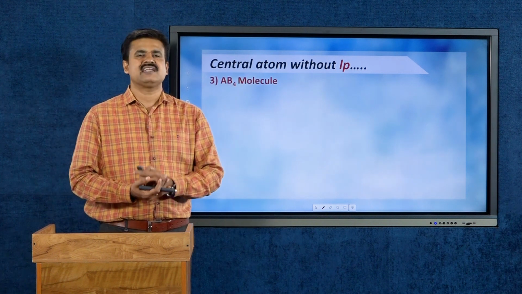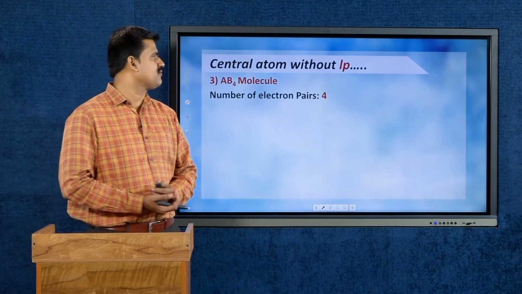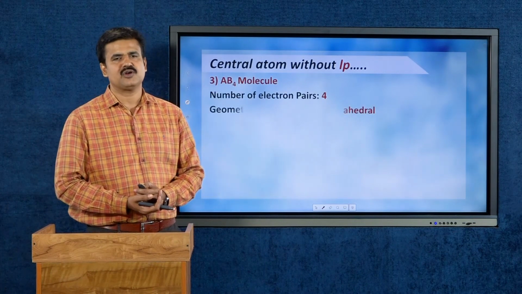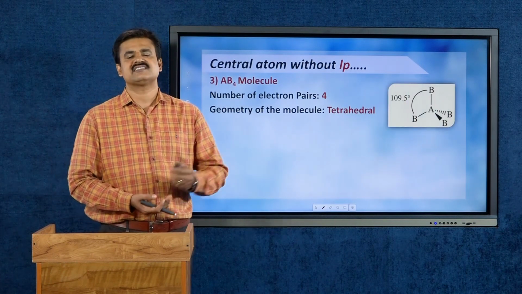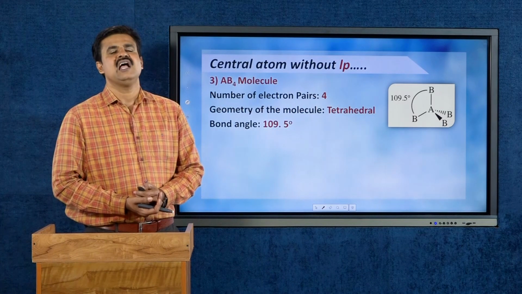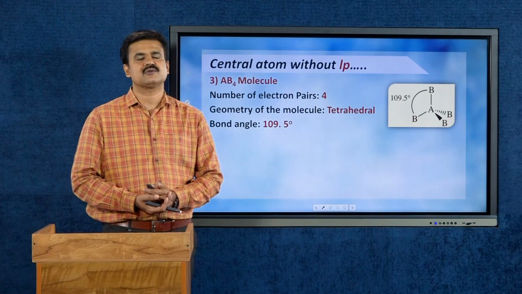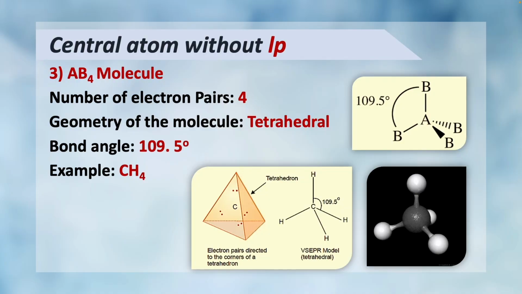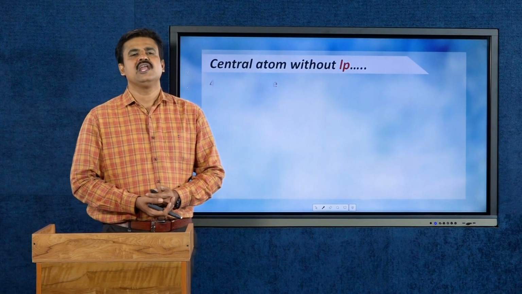Moving on to another category of molecule without a lone pair on the central atom, that is nothing but AB4 molecule. The number of electron pairs is equal to 4 since there are 4 bond pairs. The preferred geometry based on VSEPR theory is the tetrahedral geometry, and this is the tetrahedral geometry. A atom is at the center, B are at the corners, B represents the bond pairs, and the bond angle is 109 degree 28 minute in exact value, and you can round it off to 109.5 degree. And the typical example is the methane molecule. The methane molecule with the bond angle 109.5 degrees is shown here, and the tetrahedral arrangement is very clear from the illustration.